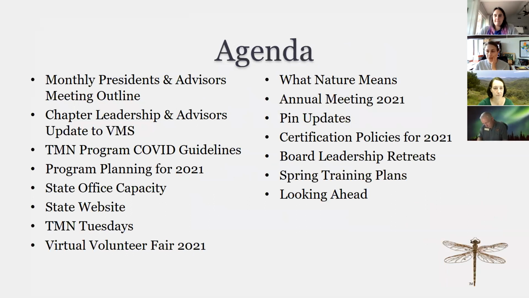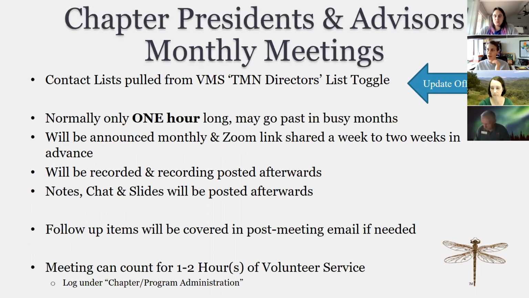So we have quite a bit to go through today. This is our agenda for today's chapter presidents and advisors monthly meeting. We are going to start with laying the groundwork for the structure of these meetings. And we're doing this at the beginning of this year because many of our chapters transitioned leadership. Not all of our chapters transitioned leadership over the New Year. Some of you were able to join our last meeting in December, and some of you, this is your very first one. So it's good to go ahead and set a base for what these meetings are going to look like.